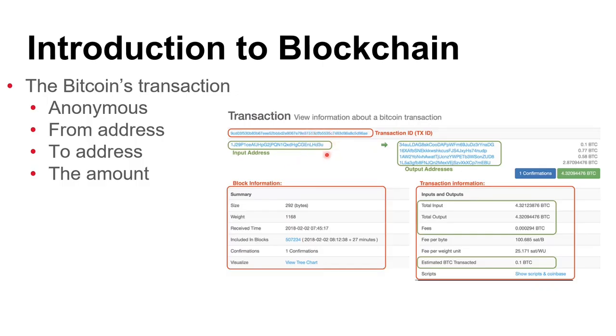We can see here the addresses, the input address, the output address. We could see the amounts here, any fees, other information. Again, this comes from a blockchain explorer.